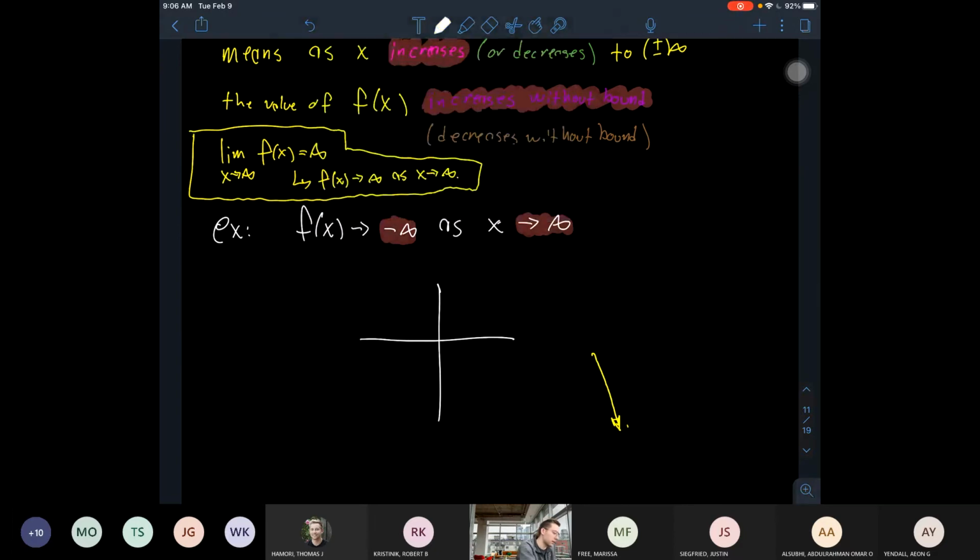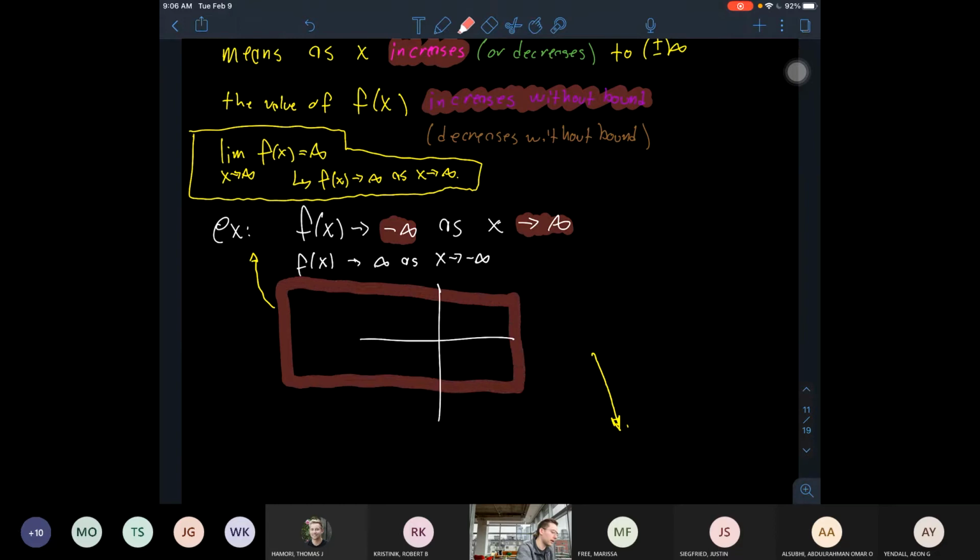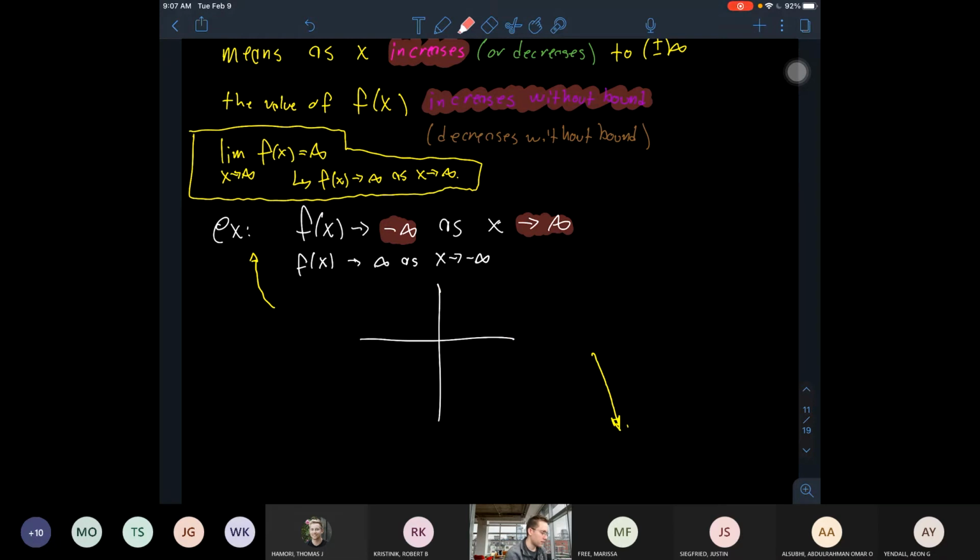If I also added this statement, f of x goes to infinity as x goes to negative infinity, then I would also be able to establish that way, way, way to the left, we're going up, up, up forever. But crucially, I'm not really saying anything about what's going on in the middle. This is just about, after a very long time, where is the height of our function going?